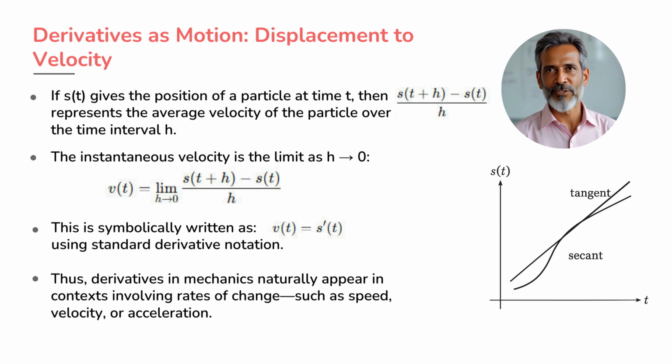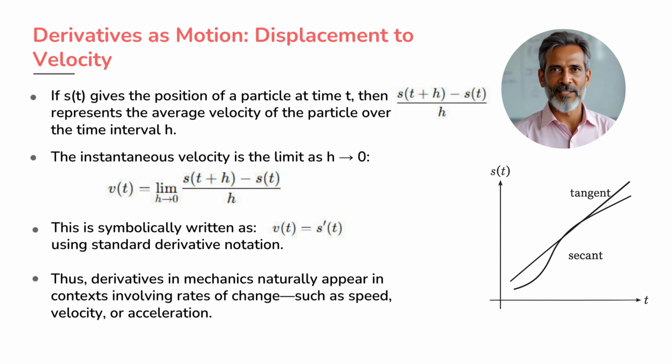Now let's jump into physics for a bit, because math and physics are best friends. Suppose you're driving a car, and your position at time t is given by s of t. If you check your odometer between 2 times t and t plus h, your average velocity is [s of t plus h minus s of t] divided by h. But what if you want your speed at this very instant, right now? Then, as h approaches 0, that becomes the instantaneous velocity, v of t equals limit as h tends to 0 of [s of t plus h minus s of t] divided by h. Or simply, v of t equals s dash of t.